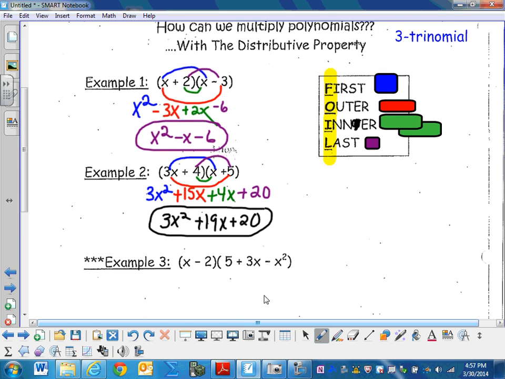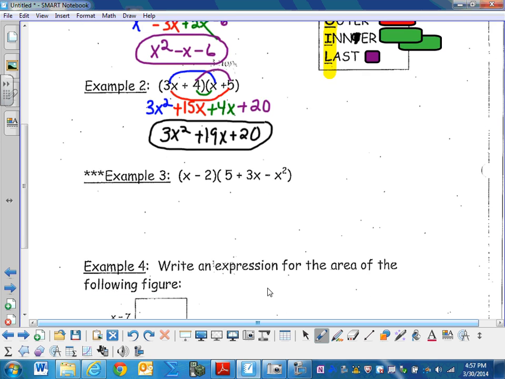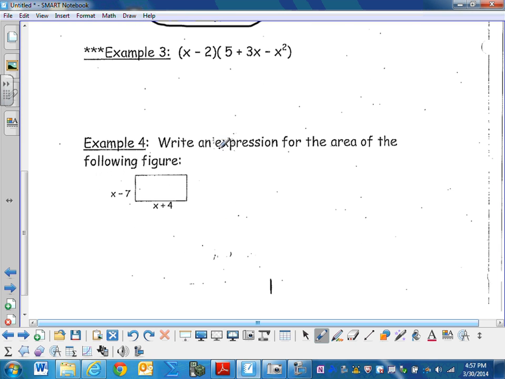Alright, so we're going to skip example 3 for now. Let's go to example 4. Write an expression for the area of the following figure. So here we have a rectangle. One side is x minus 7 long, the other is x plus 4 long. To find the area, we need to multiply x minus 7 times x plus 4.